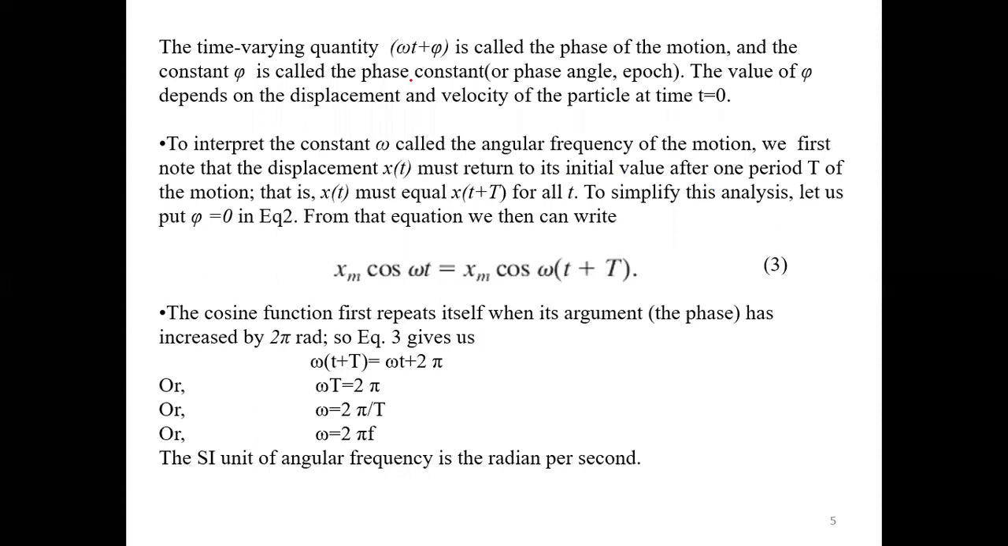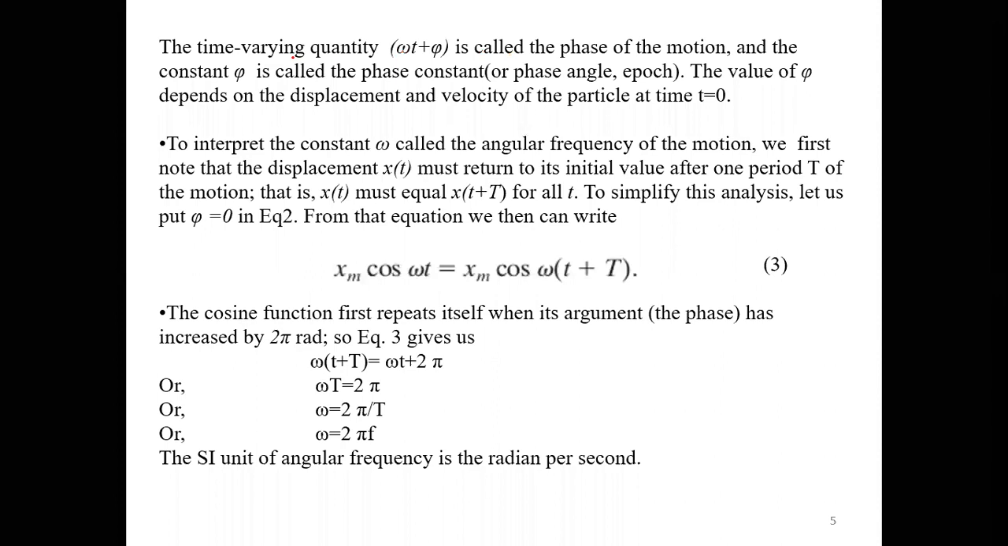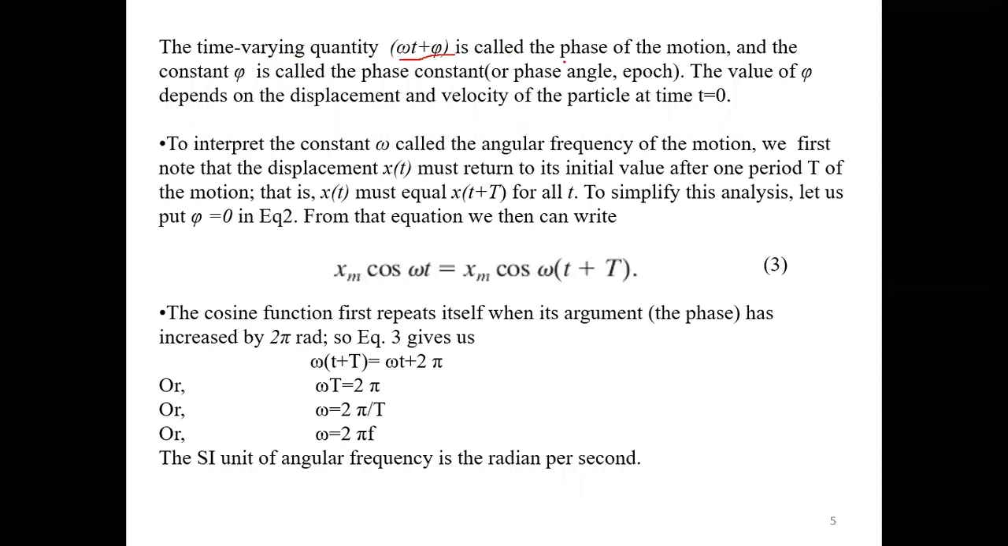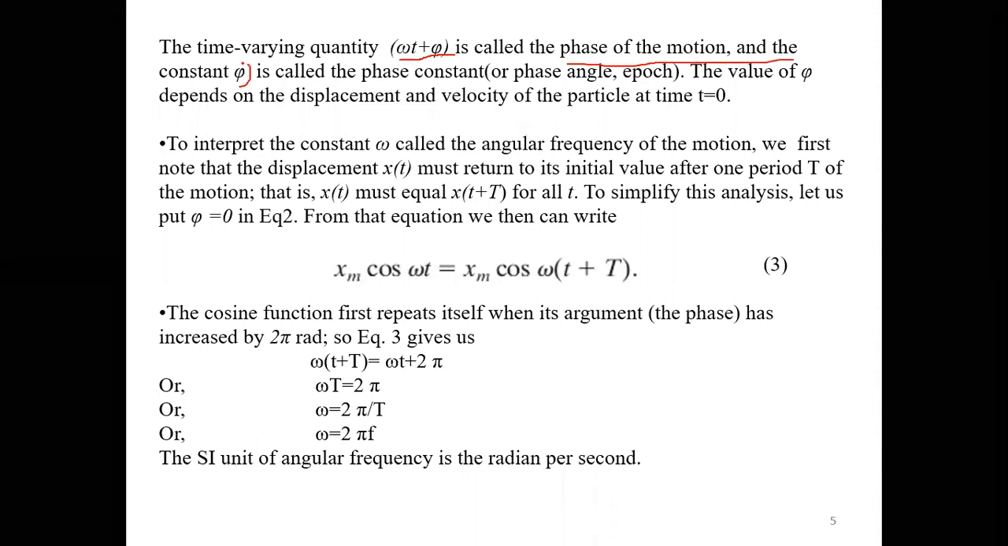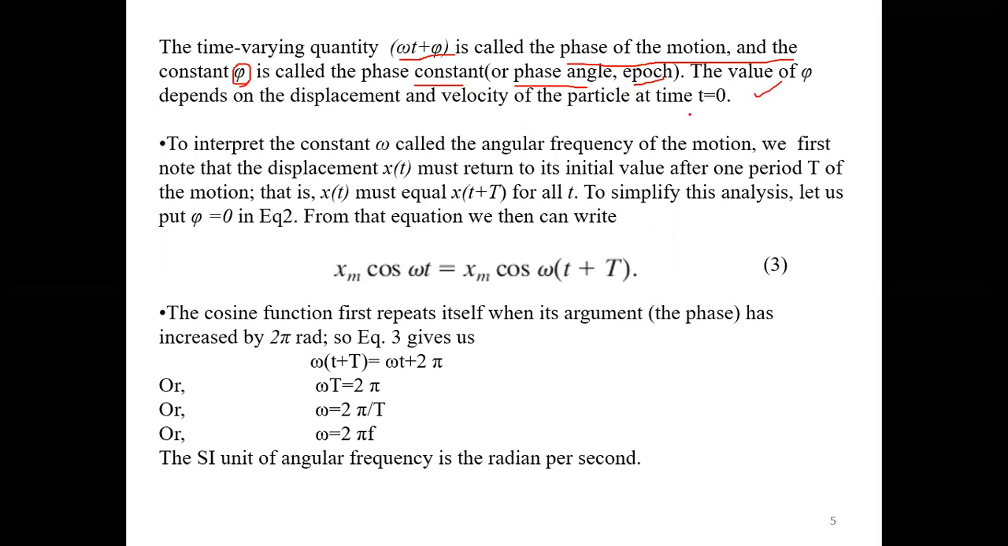So we have already explained xm. Now the time-varying quantity omega t plus phi is called the phase of the motion, and the constant phi is called the phase angle, phase constant, or sometimes epoch. The value of phi depends on the displacement and the velocity of the particle at time t equal to 0. To interpret the constant omega, which is called the angular frequency of the motion, we first note that the displacement x(t) must return to its initial value after one period T of the motion. That is, x(t) must be equal to x(t plus T) for all t.